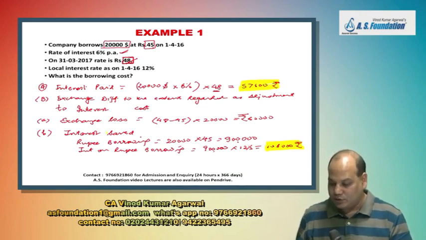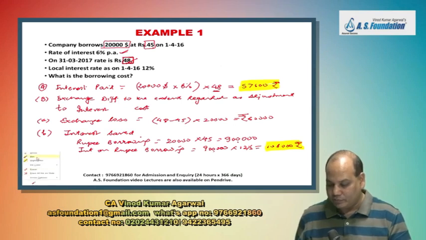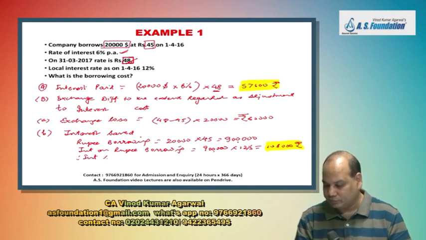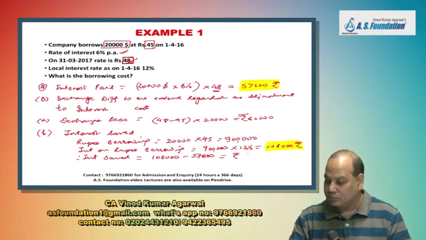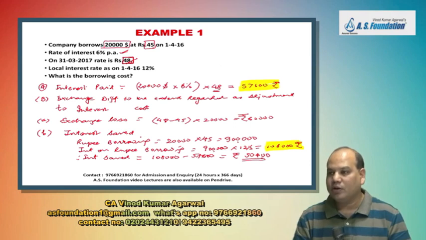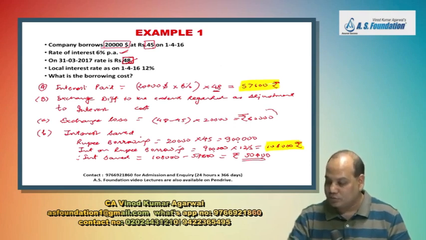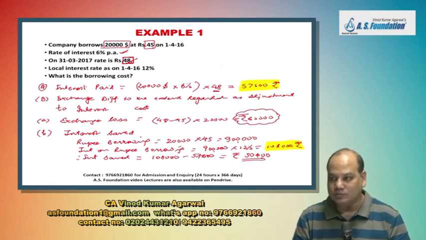So what is the interest saved? Therefore, interest saved will be 1 lakh 8,000 minus 57,600. Calculate. 50,400. This is my interest saved. But in the process, you had suffered a loss of 60,000 on exchange loss.